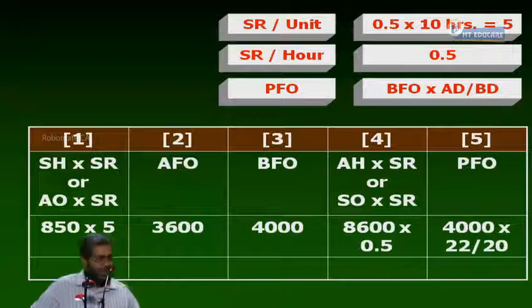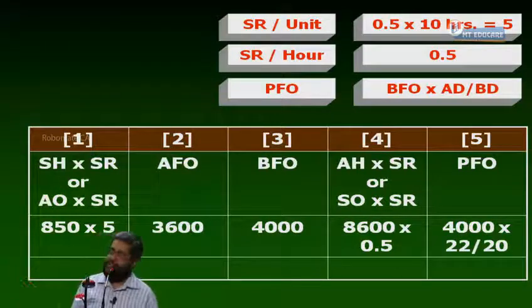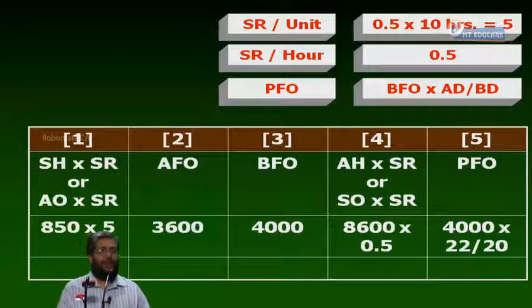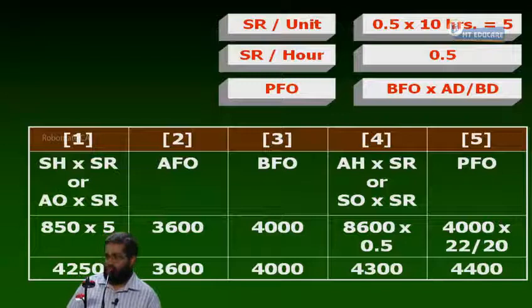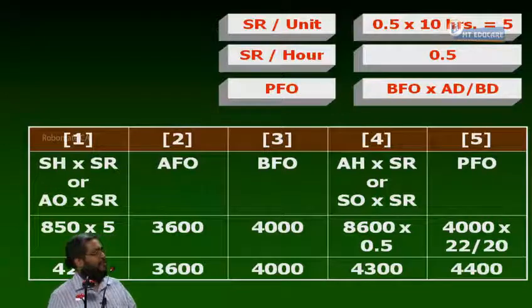4,000 is the budget of fixed overheads. 22 is actual days. 20 is what? Budgeted days. Don't worry about the logic or your understanding of how the numbers are taken and written. This is regarding the calculation of columns. First column, tell me what is the total? 4,250. Second column, the number is 3,600. Third column, it is 4,000. Fourth column, 4,300. The last column is 4,400. These are all the 5 columns calculated in the computation table.